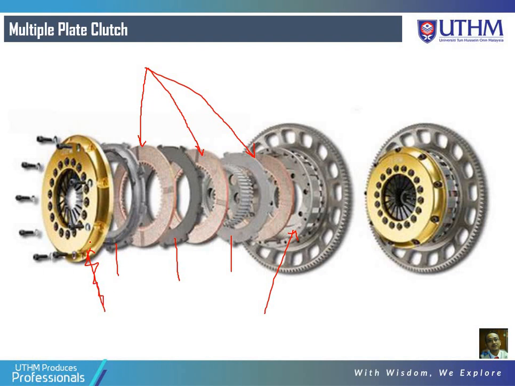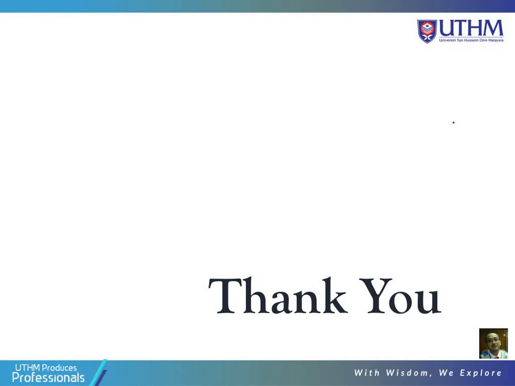and this one is actually here, because it's already dismantled. So this is 1, 2, 3, 4 for the iron disc, the metal disc, whereas this is the friction material over here. So actually there are 6 contact surfaces: 1, 2, 3, 4, 5 and 6. So this is the example of the multiple plate clutch. Okay, that's all. Thank you very much.